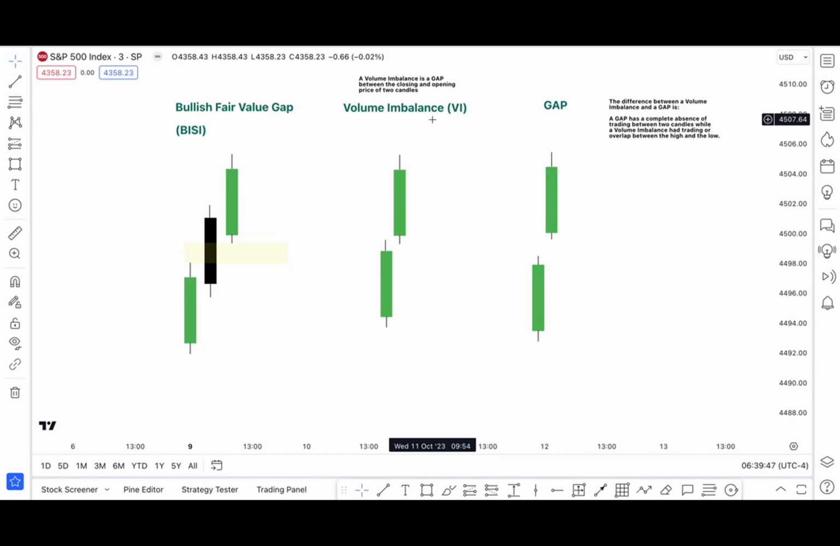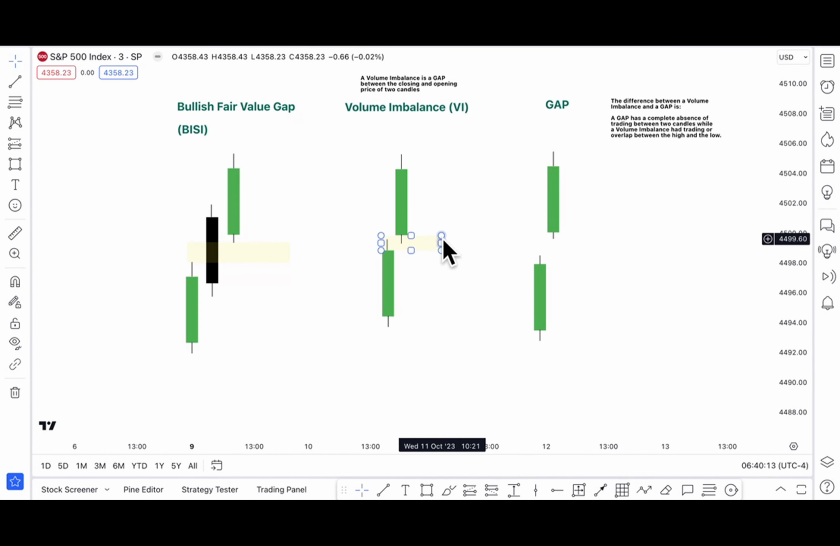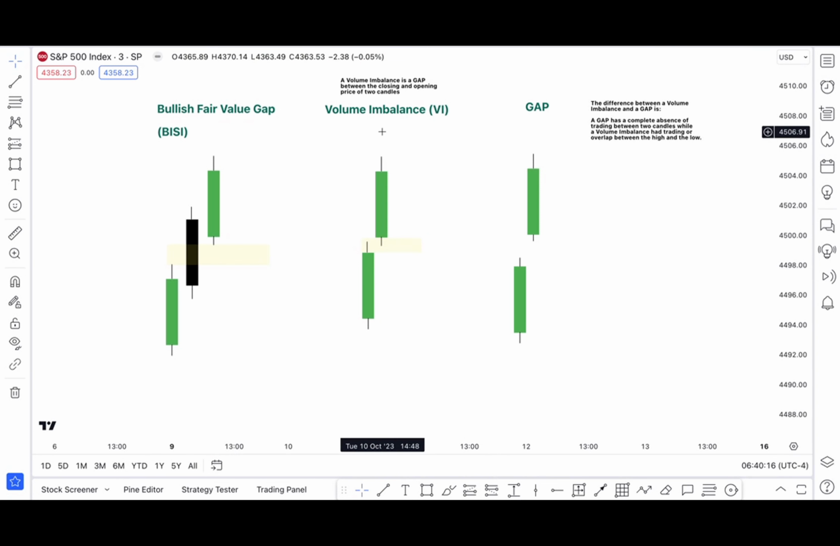So what's a volume imbalance? A volume imbalance is a gap between the closing and the opening price of 2 candles. Between the close of this candle and the opening of this candle, there is no volume. This is a VI, volume imbalance. The difference between a volume imbalance and a gap is that a gap has a complete absence of trading between 2 candles, while a VI had trading or overlap between the high and the low. You see here the wicks are overlapping, but with a gap, there is absolutely no trading in between.